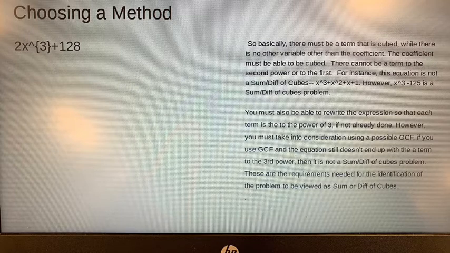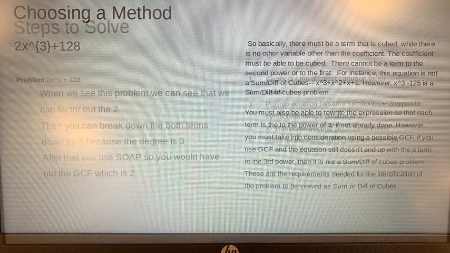You must also be able to rewrite the expression so that each term is to the power of 3, if not already done. However, you must also take into consideration a possible GCF. If you use the GCF and the equation still doesn't end up with a term to the third power, then it's not a sum or difference of cubes problem. These are the requirements for identifying the problem as a sum or difference of cubes.